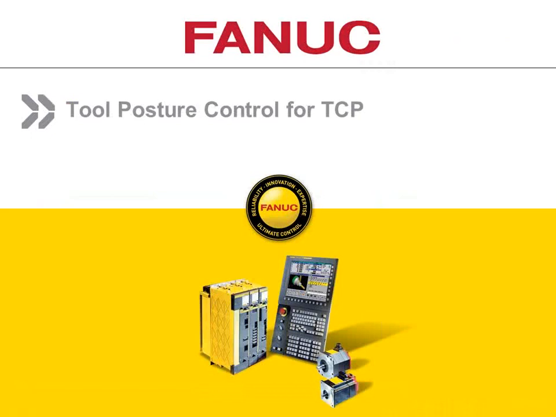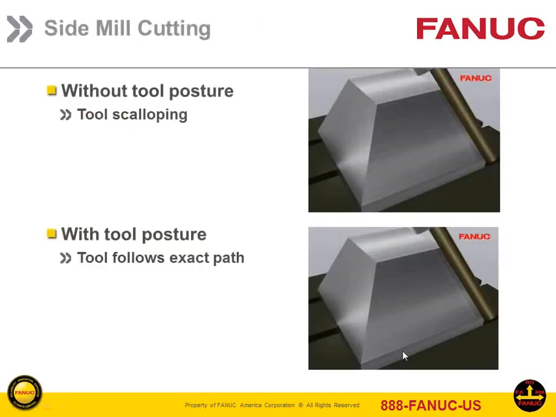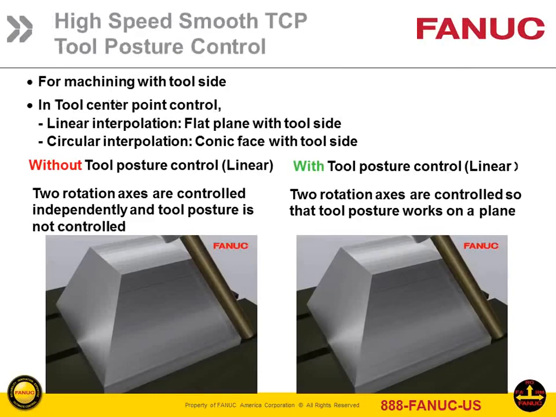Now we're going to talk about tool posture control for tool center point. To program this, you use a G43.4 and then a P word that turns this on. With this, the tool moves in a plane defined by the tool vectors at the beginning and the end of the commanded motion. That gives you the capability of cutting around using the whole side of the tool. Without it, you're going to get scalloping. And once you turn it on, it will make it smooth.